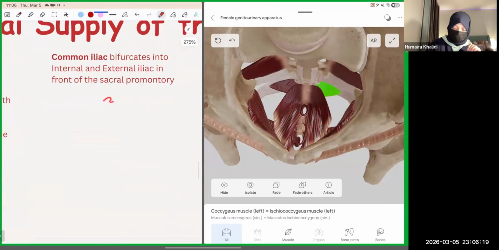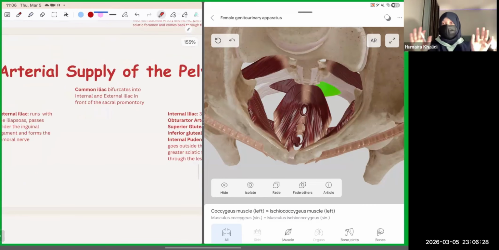There is the common iliac. It gets separated into external iliac and internal iliac. The external iliac then passes through the front and forms the femoral artery. Where does the femoral artery pass through? Below what? What is the landmark? It passes below one ligament. What is the name of the ligament? Very good, the inguinal ligament. So the femoral artery is coming from what? The external iliac, which is coming from the common iliac.